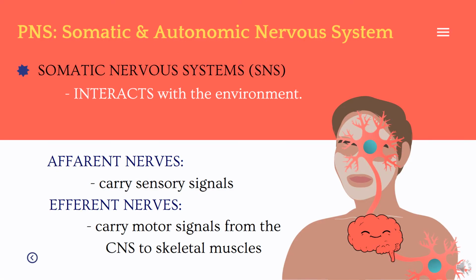So for this part, we're going to focus on the PNS. The PNS has two parts: the somatic and the autonomic nervous system. The somatic nervous system is the part of the peripheral nervous system associated with the voluntary control of body movements via skeletal muscles. The somatic nervous system consists of afferent nerves or sensory nerves and efferent nerves or motor nerves.